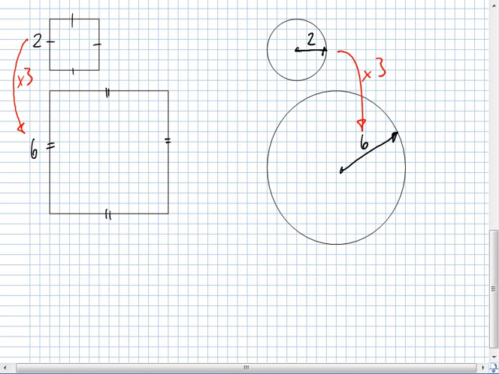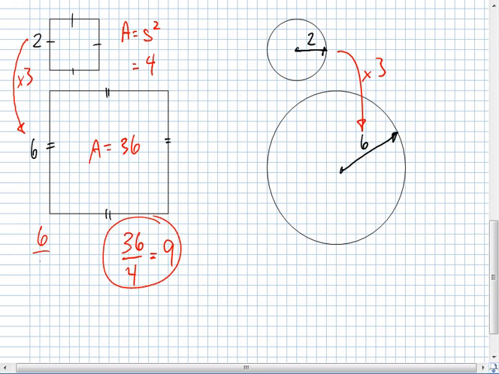All right, well, let's see what you should have got here. Okay, so you found the area of the square to be 4, the top one there, and then the bigger one was 36, so a factor increase of 9. And yet our side length increase was only 3.